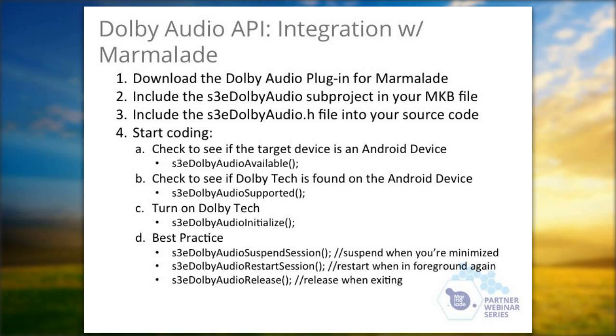So I do want to talk a little about the integration of our API into Marmalade. The first step is pretty simple. You download the plugin and you integrate it into your product. The second step is to include the S3 Dolby Audio subproject into your MKB file. And as Marmalade developers, you know all about this. The third step is to include the S3 Dolby Audio header file into your source code. And the last step is simply to start coding.